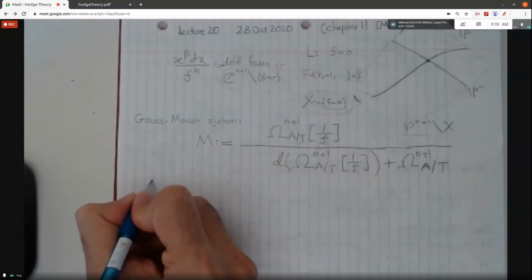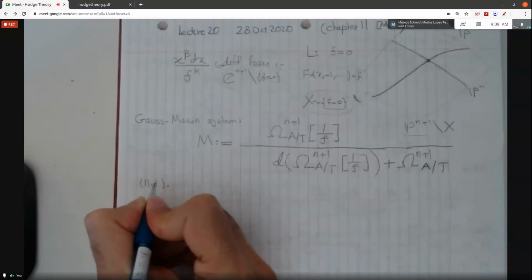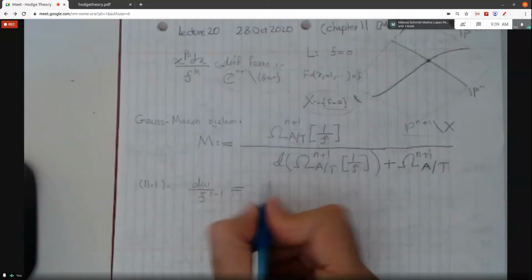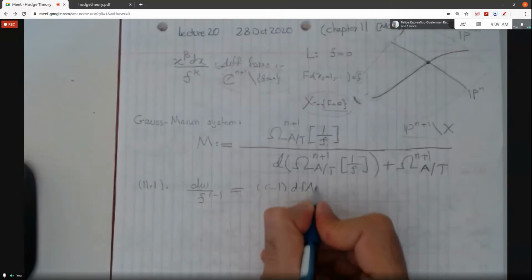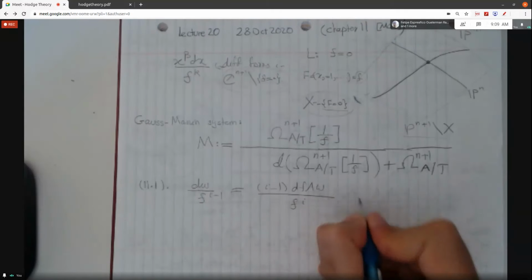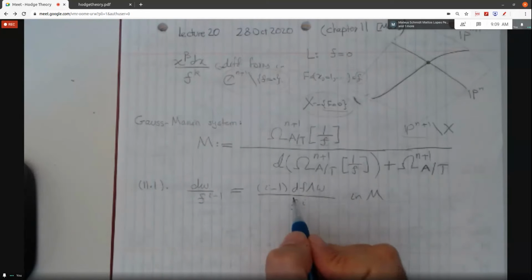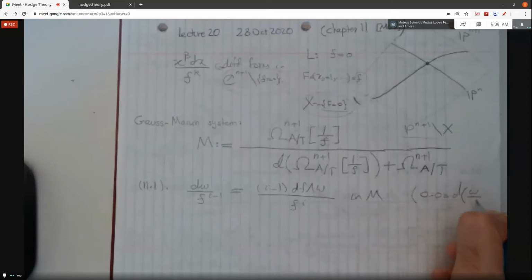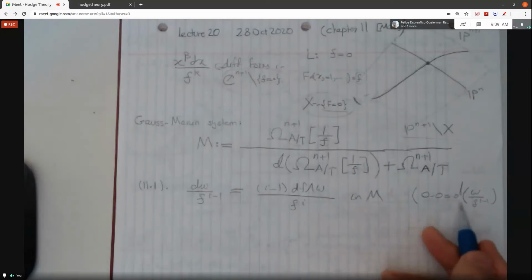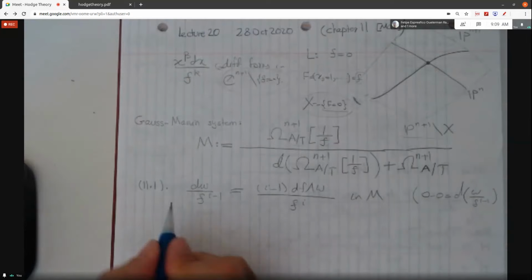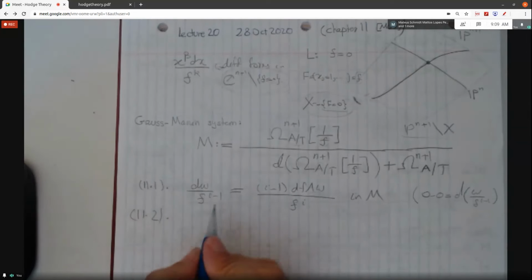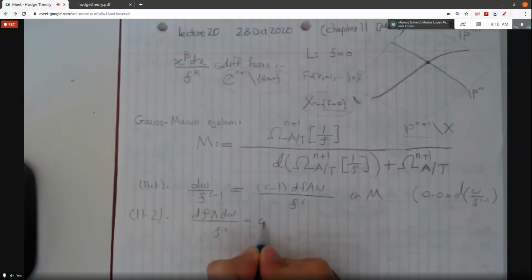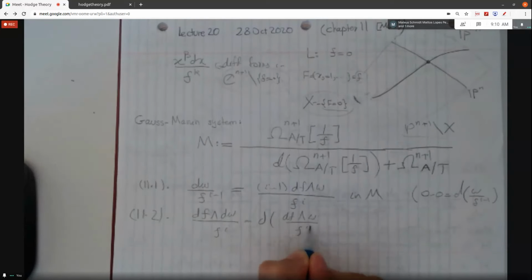Maybe one thing, for example, two equalities that I wrote, they are used. So for example, d(omega over f^(i-1)) is the same as (i-1) df wedge omega over f^i. This is in M. And this is because the difference, this minus this one, is the differential of omega divided by f^(i-1), and this is 0 in our module. And another thing, for example, is 11.2: df wedge d omega over f^i is equal to df wedge omega over f^i, then this is zero.